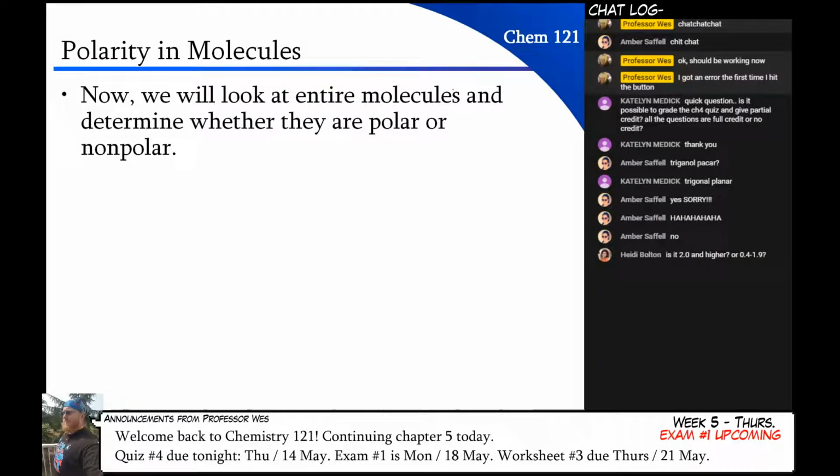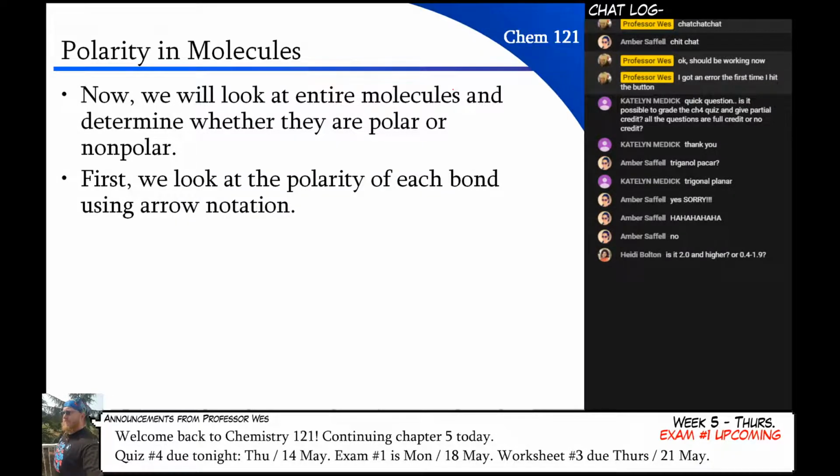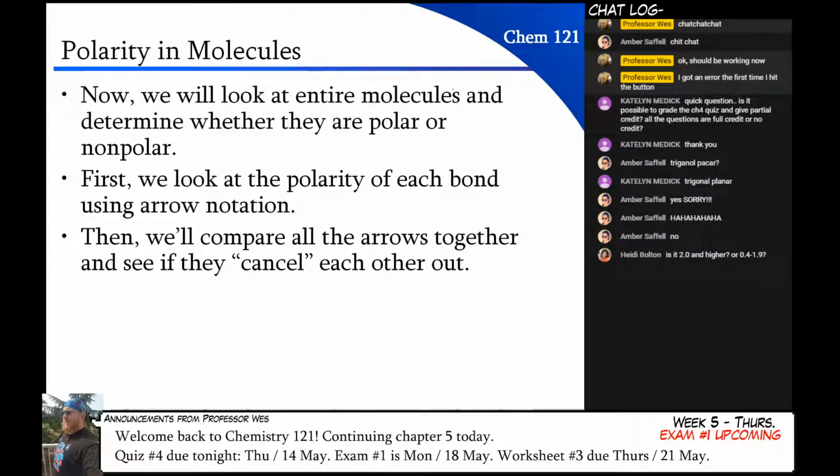So our next objective is to take that principle. We're going to draw arrows for each bond after we figure out whether it's polar or nonpolar. And then we're going to draw all of the possible polarity arrows for a molecule by looking at all the bonds. So the first thing to do is use the arrow notation to do each bond. Once you've done that, we're going to use the arrows, and we're going to see if they cancel each other. And you can think of this as sort of taking my arrows and trying to add them together. If you could add arrows.